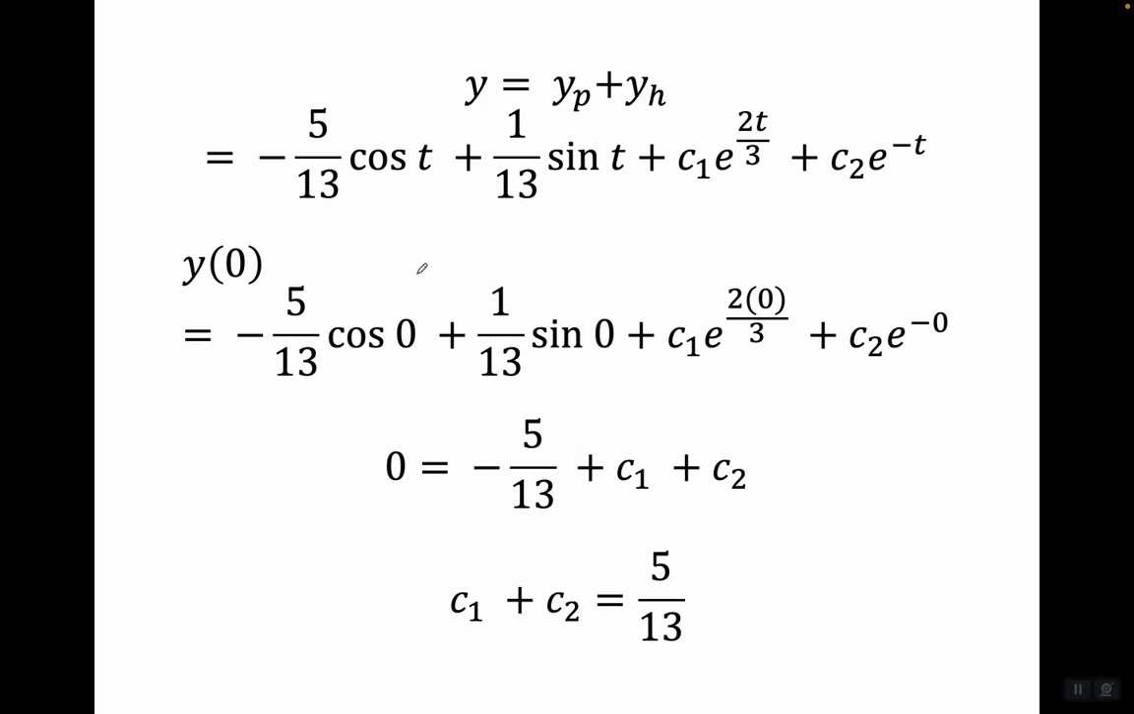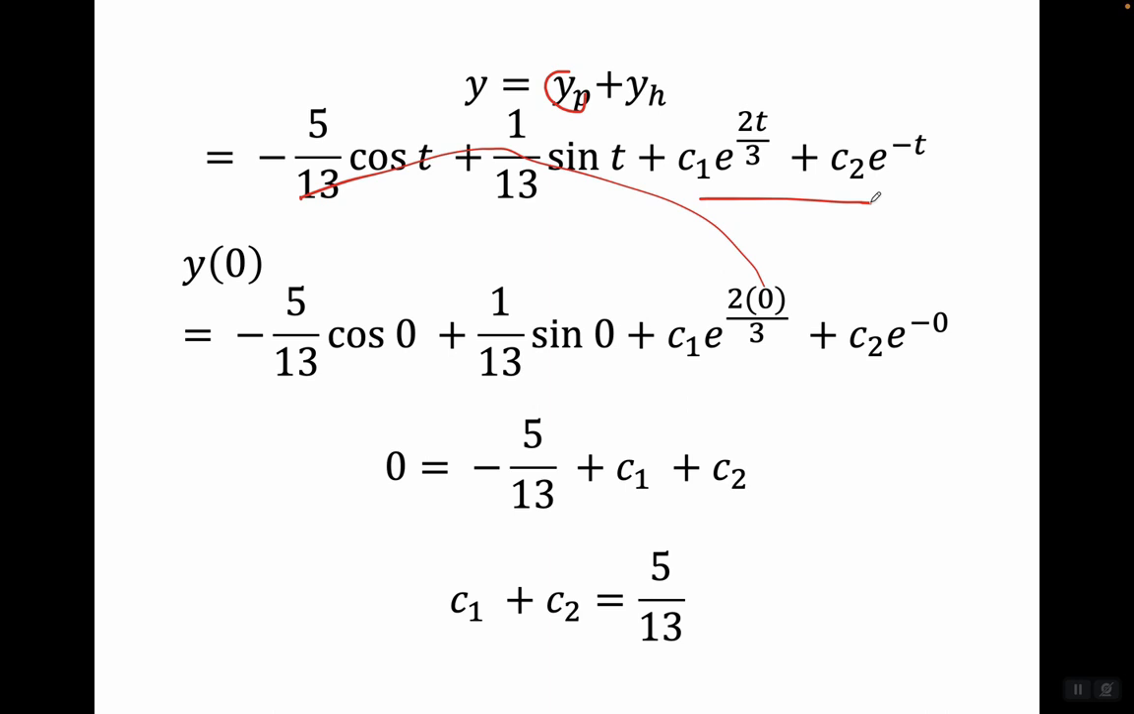Okay, let's put the pieces together. Our general solution to the non-homogeneous differential equation is going to be y sub p, a particular solution to the non-homogeneous differential equation, that's this stuff over here, and then y sub h, our general solution to the homogeneous differential equation. And that's going to be c1 e to the 2t over 3 plus c2 e to the negative t. We want to find what c1 and c2 are.